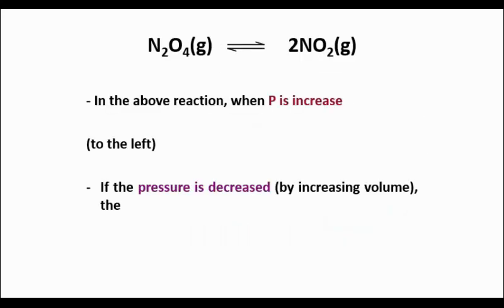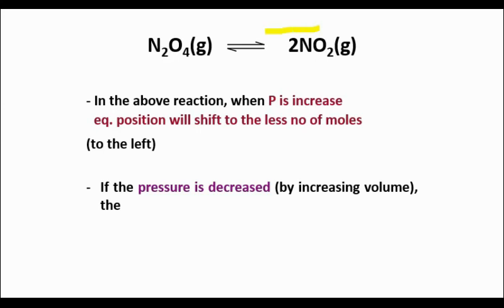Let's look at the given reaction, N2O4 becoming NO2. In this reaction, when pressure is increased, the equilibrium position will shift to the side with fewer moles, which is to the left.